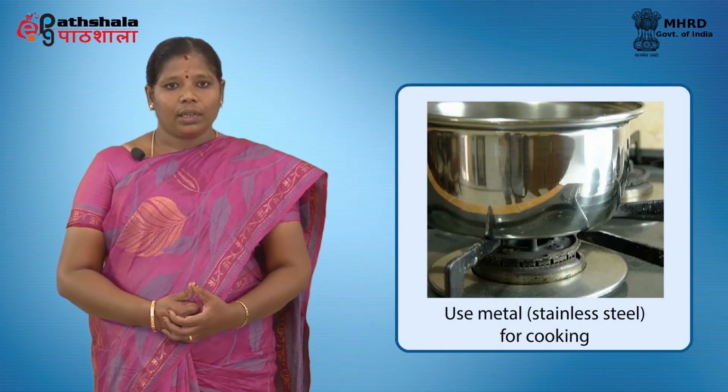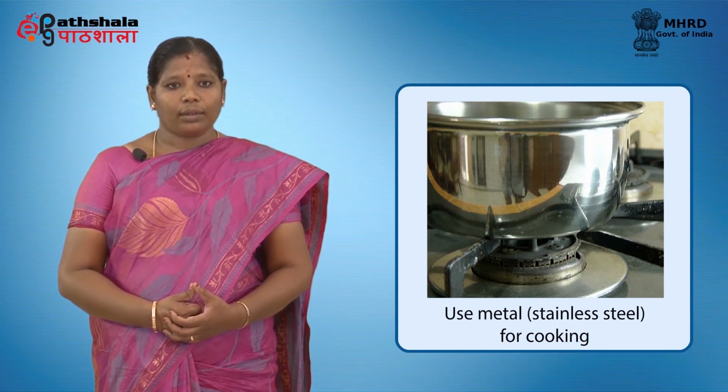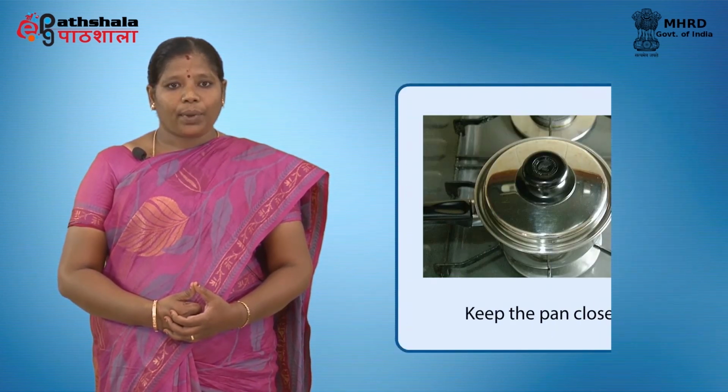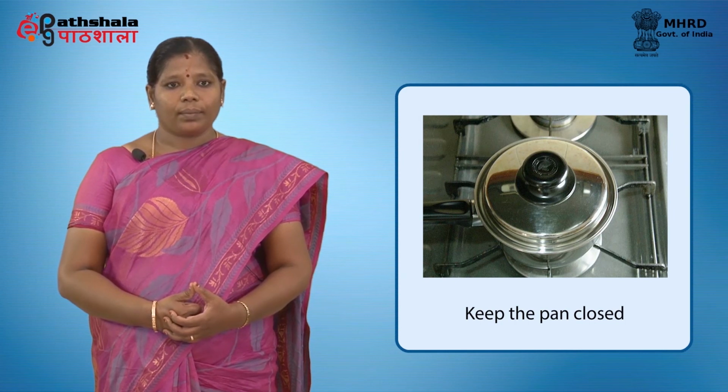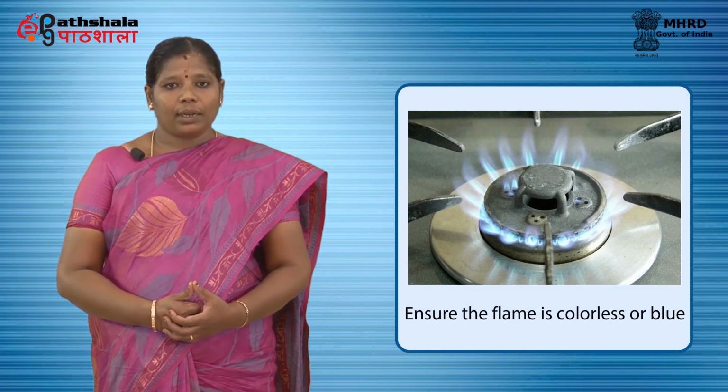Considering those facts, personnel in the institutions need to be cautious in handling things. Here are certain tips to conserve energy at a personal level. Home level techniques like using metal such as stainless steel and not clay pans for cooking. Keep the pan closed whenever possible. Make sure the flame is colorless or blue.